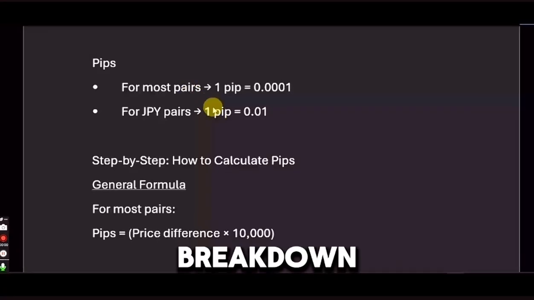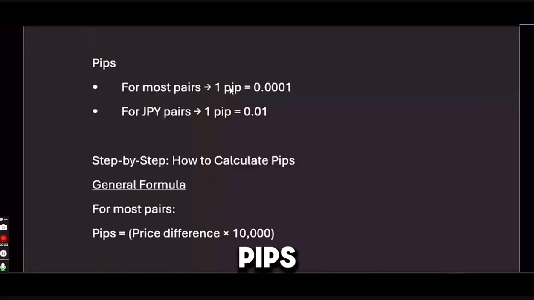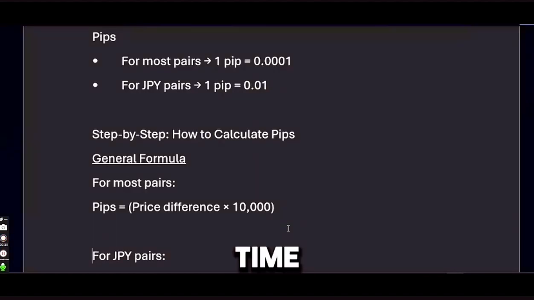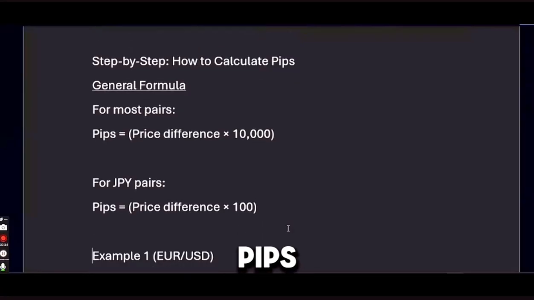This is a breakdown of how to calculate your pips. For most pairs, 1 pip is equivalent to 0.0001. So most pairs are in 4 digits. Okay, but JPY pairs are always in 2 digits, 0.01. In a short time, I will show you how to calculate your pips.